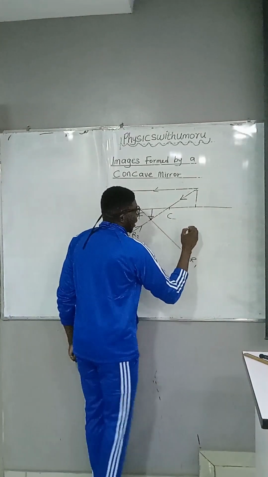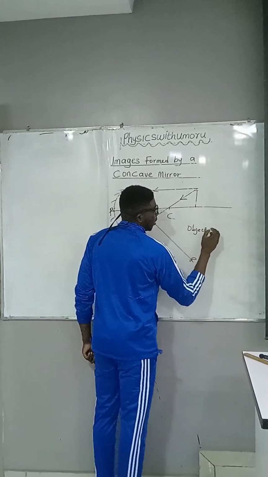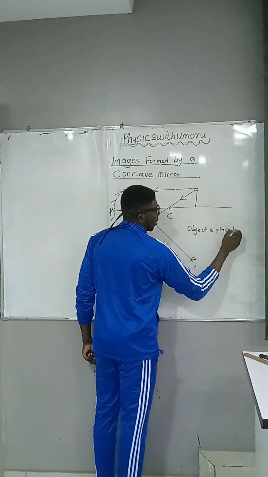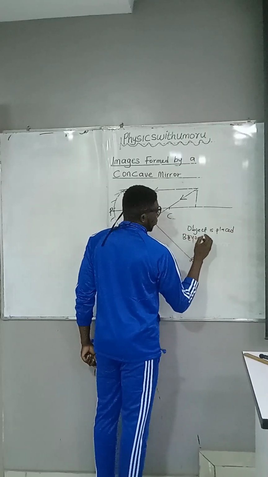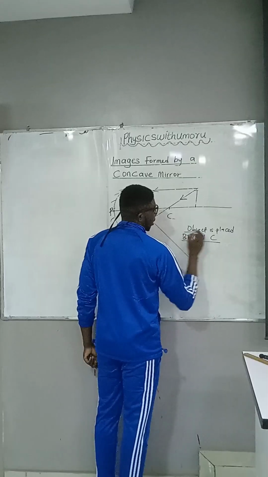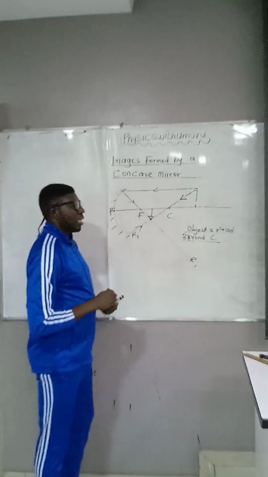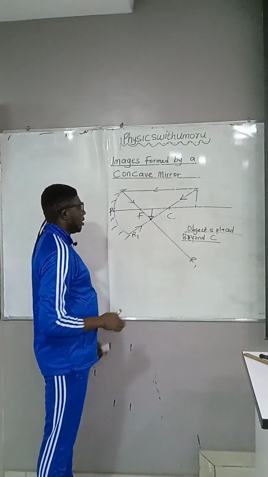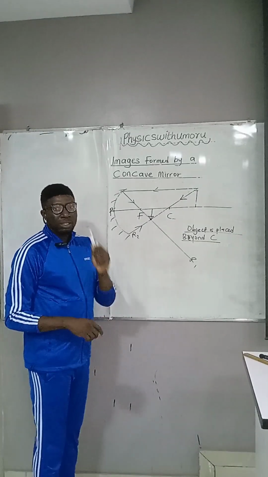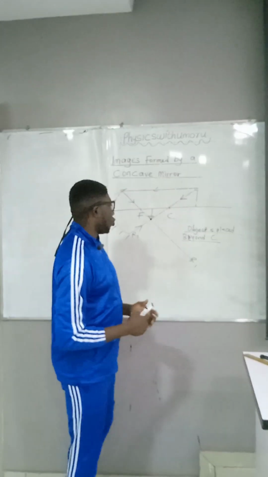When the object is placed beyond C, which is the center of curvature. When an object is placed behind or beyond C, what are the properties of this image that will be formed?